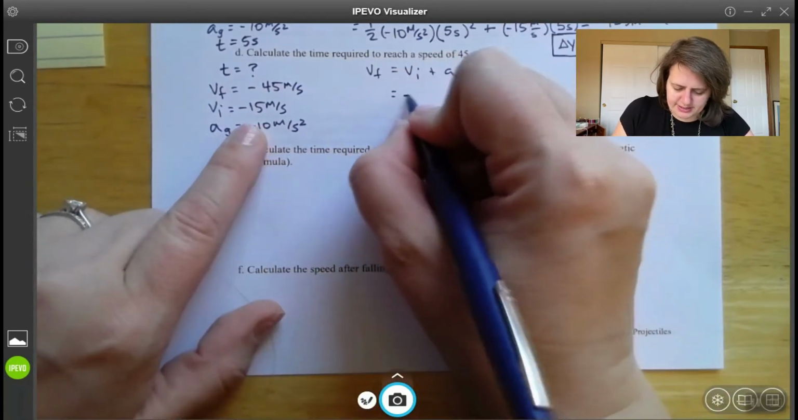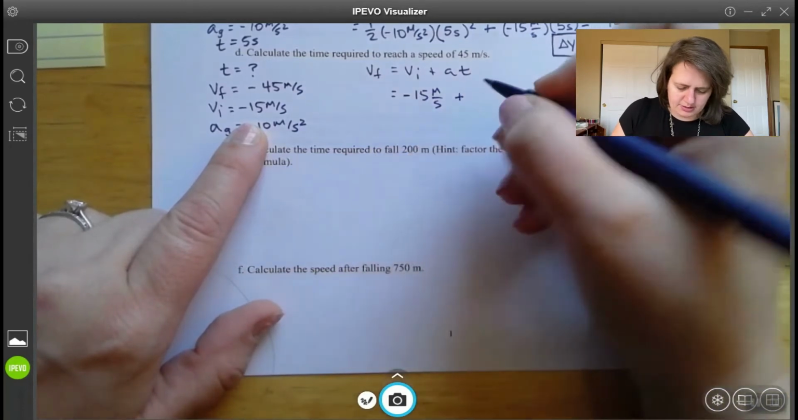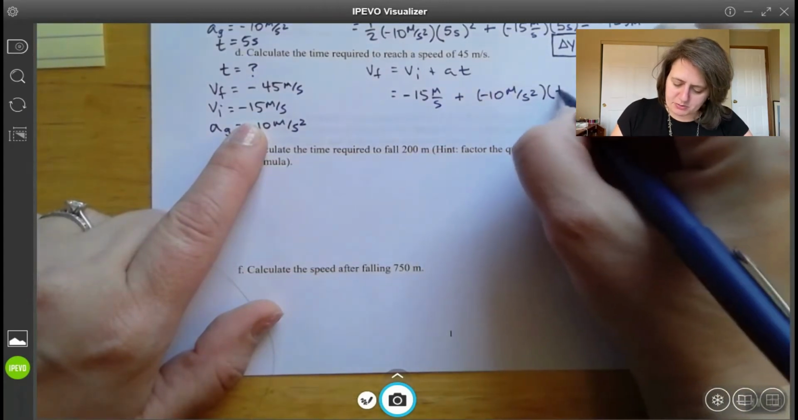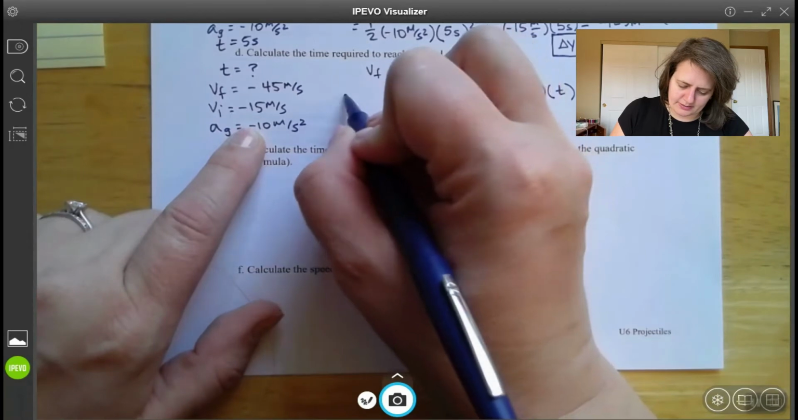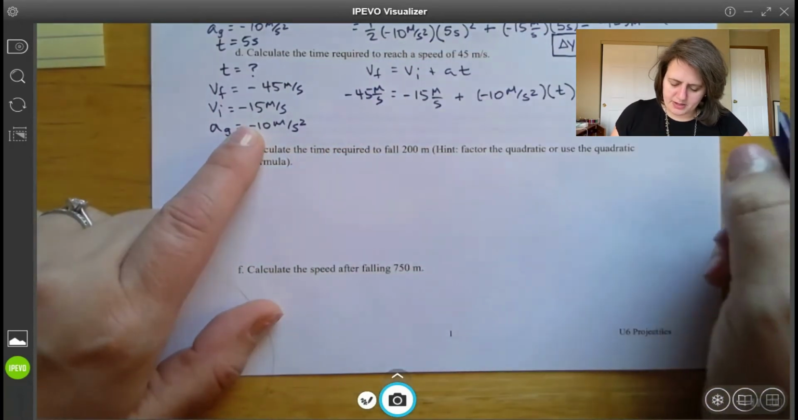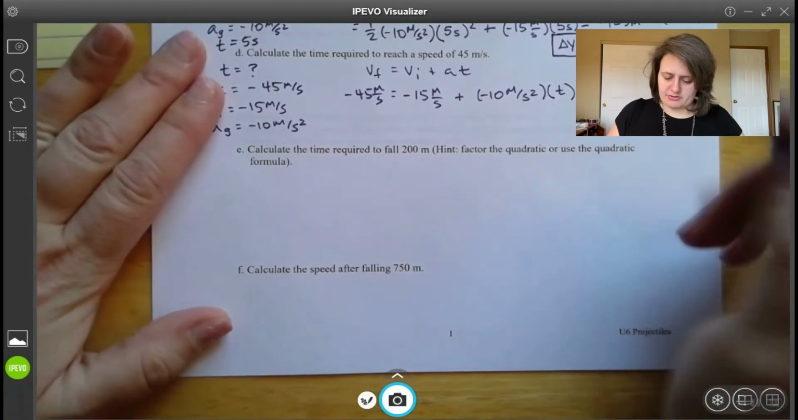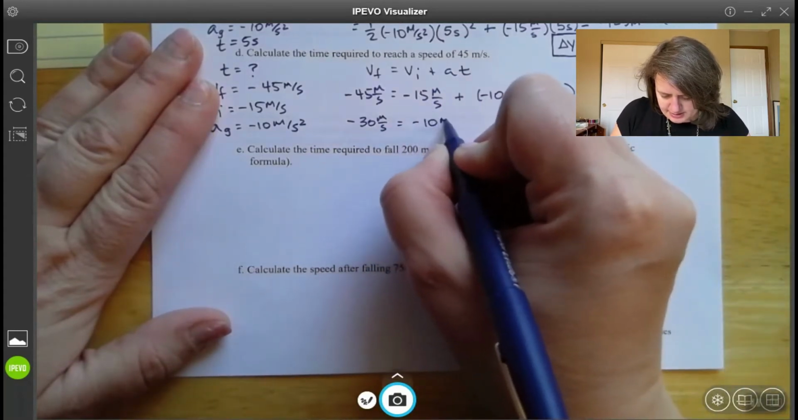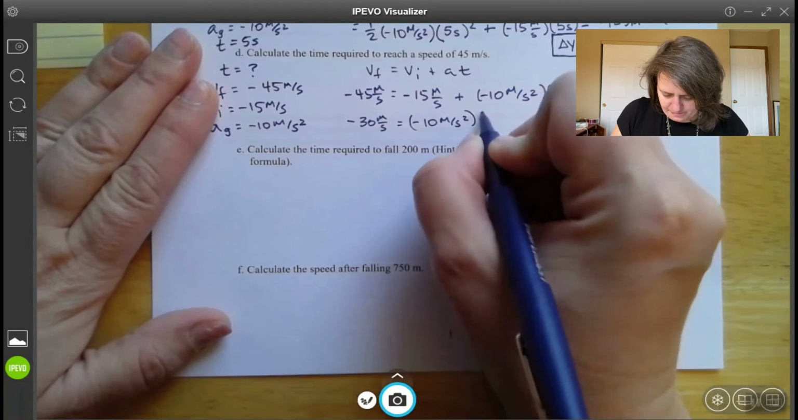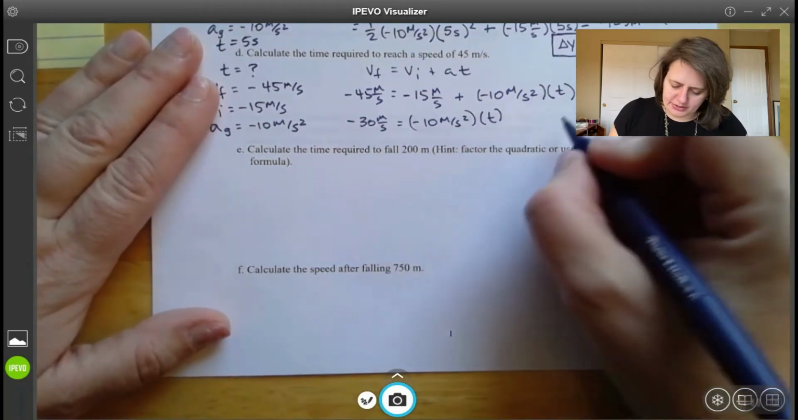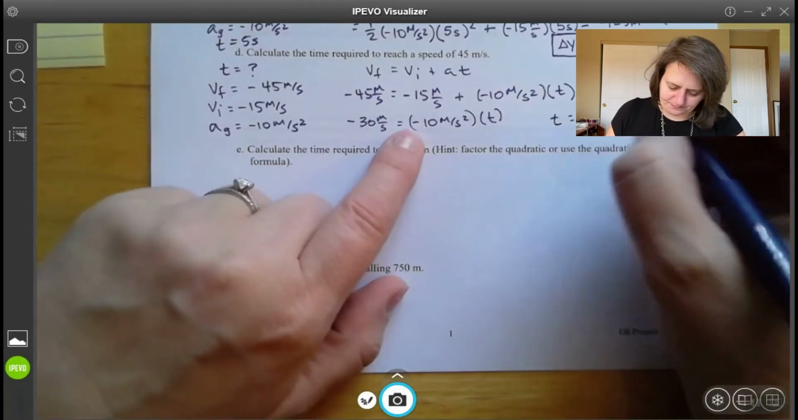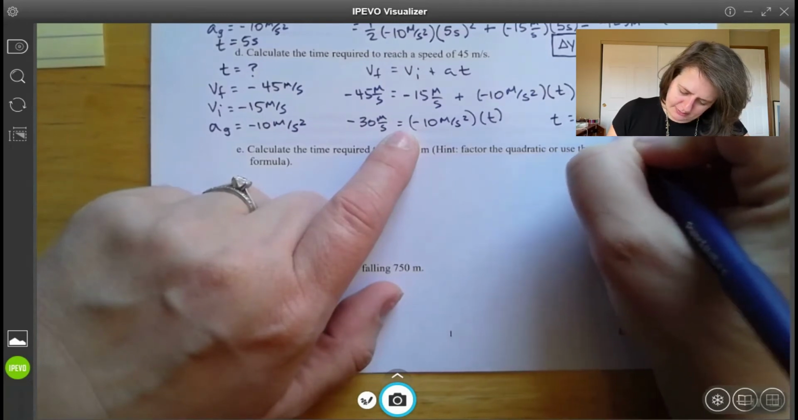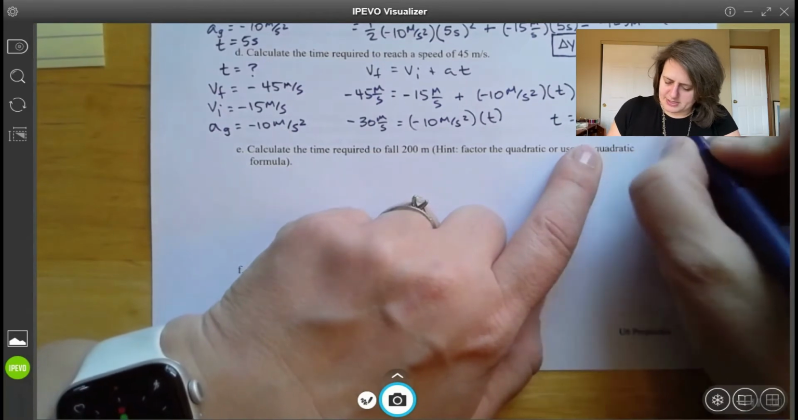So our initial velocity, minus 15 meters per second, plus our acceleration, minus 10 meters per second squared, times the amount of time, which is what we're trying to solve for. So the first thing we're going to do is add 15 to both sides. So we will have minus 30 meters per second on one side, minus 10 meters per second squared times time on the other side. And then to solve for time, what we need to do is 30 meters per second divided by minus 10 meters per second squared. And that gives us a time of 3 seconds.